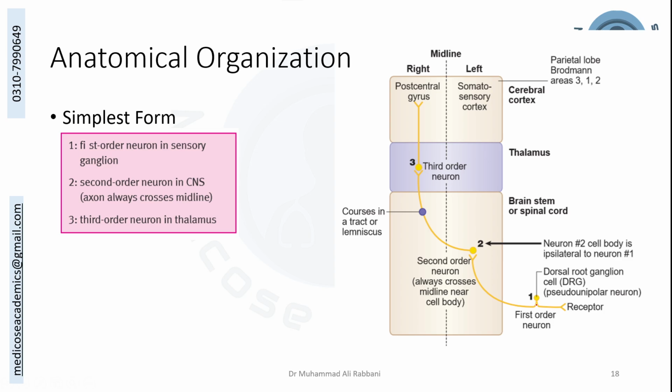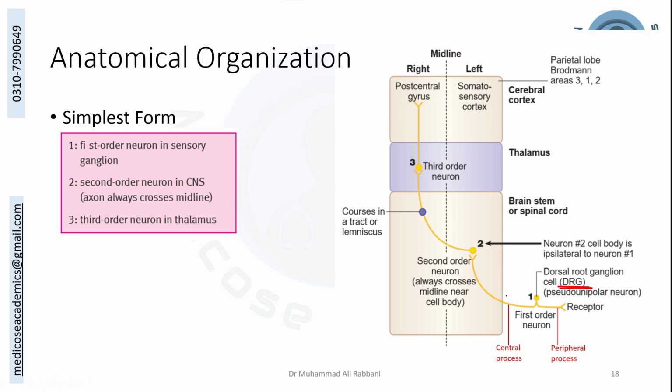The first order neuron is a pseudounipolar neuron. You must know that from the general anatomy lecture. It receives the signal from the receptor through its peripheral process. Its cell body is in the dorsal root ganglion, which is present outside the central nervous system, and this is a pseudounipolar cell.